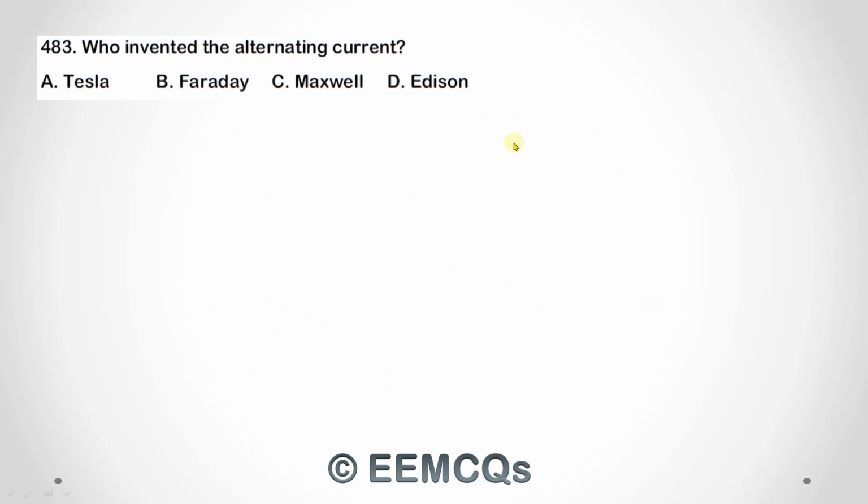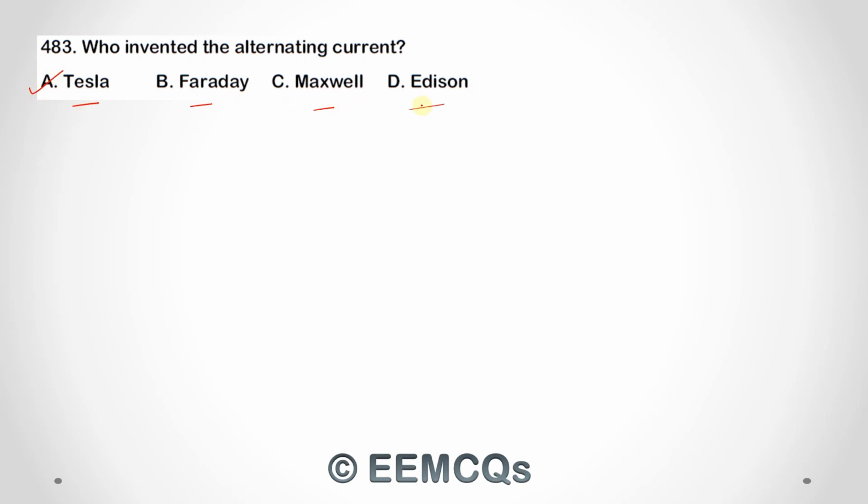And the last question for this Daily 5 is, who invented the alternating current? The names of 4 inventors are given: Tesla, Faraday, Maxwell and Edison. So as you know, Tesla is basically the inventor of alternating current or AC electricity. So definitely the answer here is Tesla.